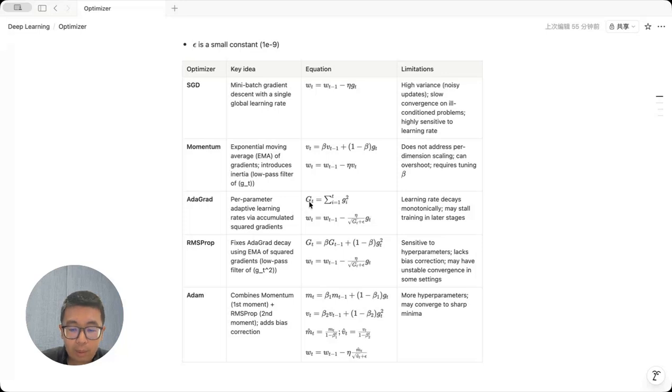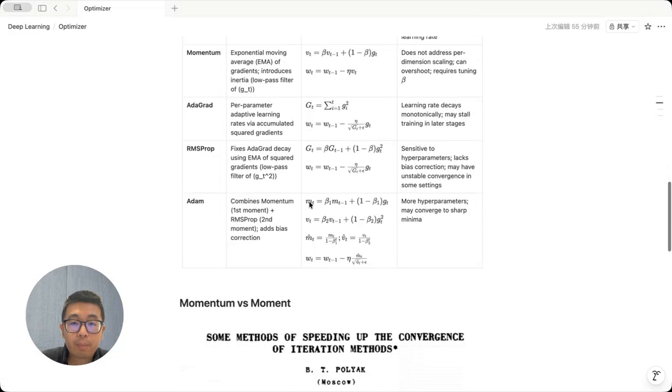But AdaGrad has a problem. It remembers everything forever. Over time, it keeps shrinking the step size more and more until progress nearly stops. Training can stop because the algorithm becomes too conservative.